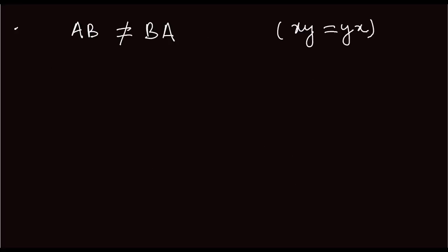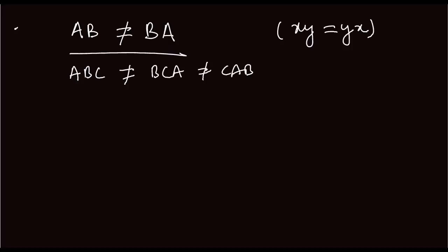The first and most important property is that AB is not equal to BA in the case of matrices. In the case of real numbers, say x and y, xy is equal to yx. But here, AB is not equal to BA. Remember, this is the most important property in the multiplication of two or more matrices. Similarly, ABC is not equal to any of the other combinations, BCA or CAB or ACB, all the 6 combinations.